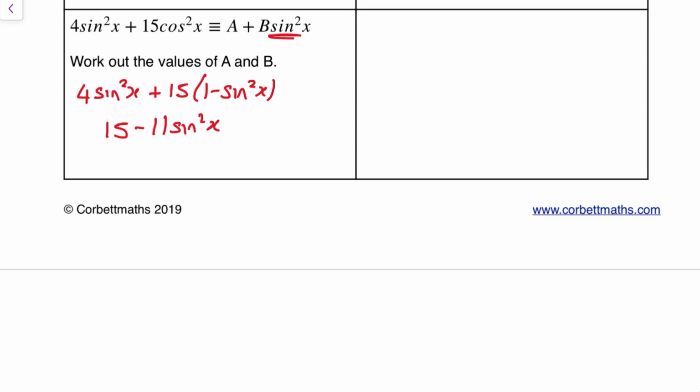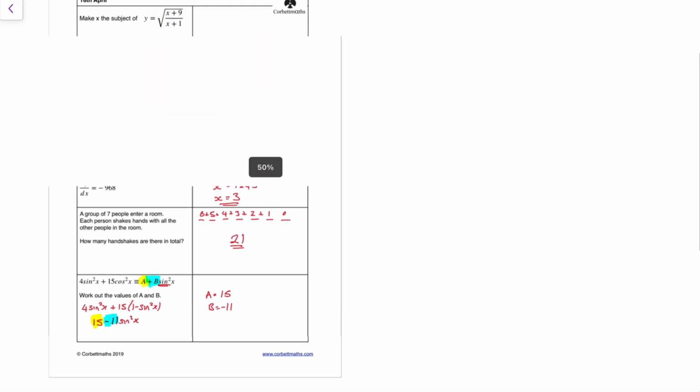And you can see just by comparison, it must be the case that a is 15 and b is minus 11. So in other words, just by looking at the two numbers, I can see the answer to my question is a is equal to 15 and b is equal to minus 11. And that is it. Final question done of today.